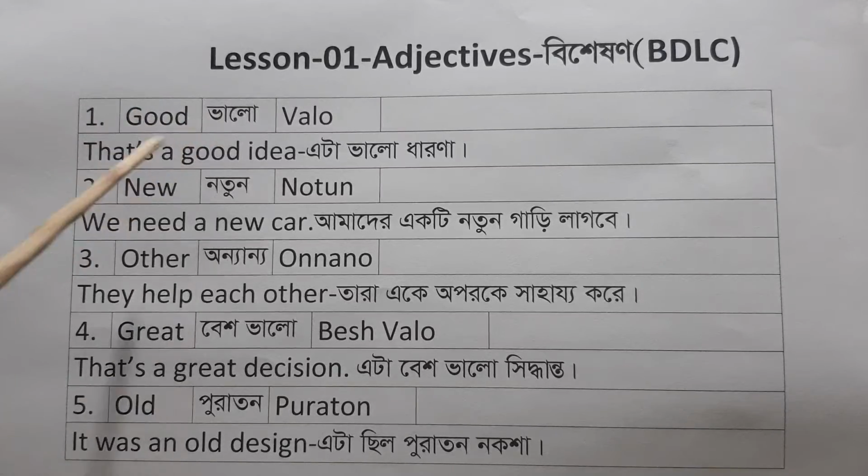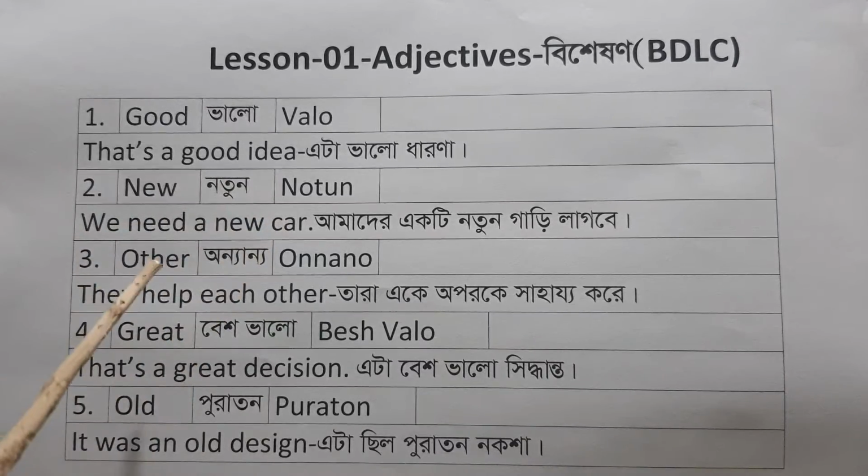Good, bhalo, that's a good idea. New, notun, we need a new car. Other, unnanno, they help each other. Great, besh bhalo, that's a great decision. Old, puraton, it was an old design.